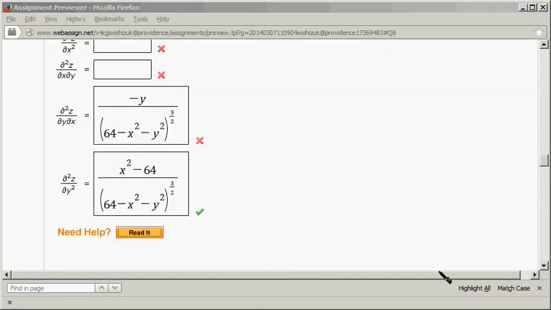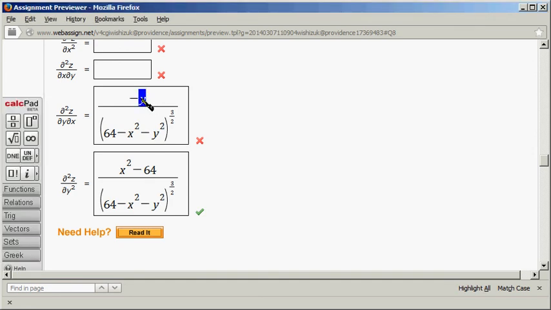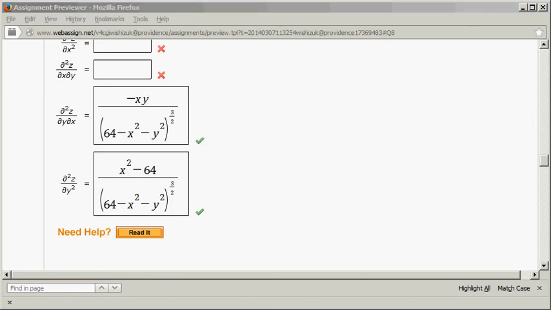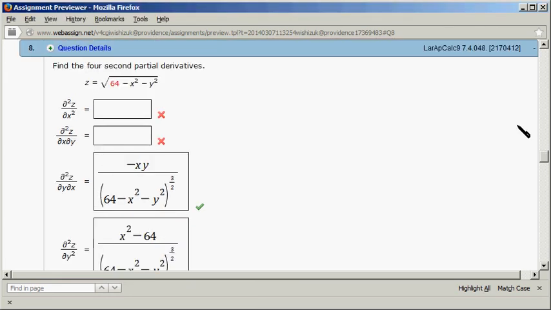Actually it came back and I got it wrong. I didn't type in the right thing. This was xy right there, so it's xy, and let's check again. Sorry about that. Alright, it came back. Yes, we got both of these correctly, and the first two are very similar, so I'll let you finish that. Alright, that's it. I hope that this was clear.